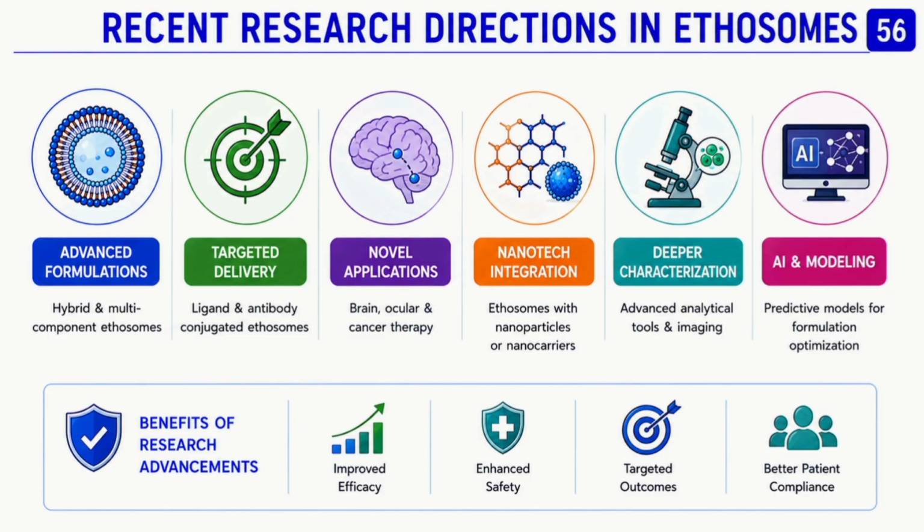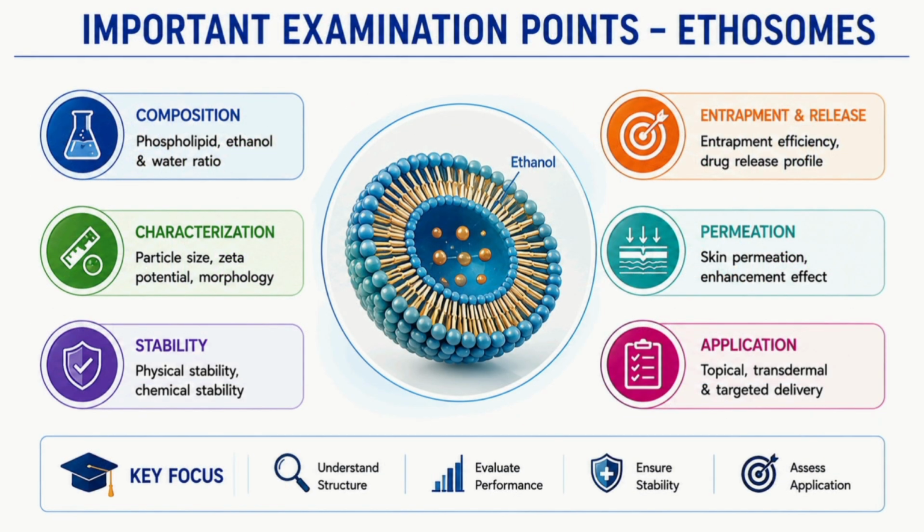Key points for examination. For examination purposes, remember these key points. First, ethosomes are ethanol containing phospholipid vesicles. That is the first point to remember. Second, ethanol increases vesicle flexibility and modifies the skin barrier. Third, the main objective is to enhance transdermal and dermal drug delivery. And fourth, major components are phospholipids, ethanol, water, and drug.